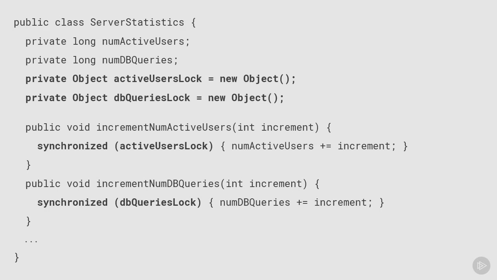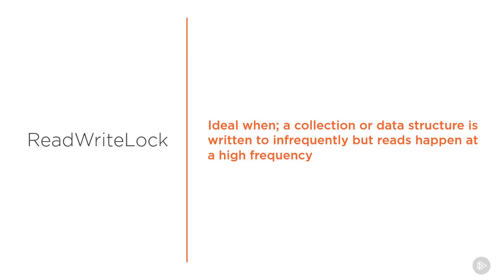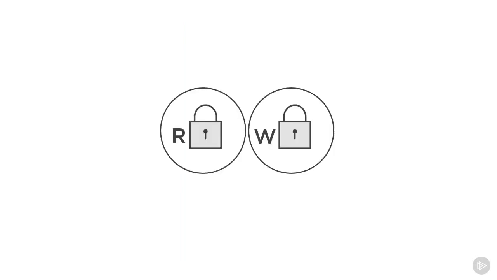Related to lock splitting, but with a different mechanism and goal in mind, is the use of the read-write lock. If a collection or data structure is written to infrequently, for example when it's initialized and when there are updates, but reads happen at a high frequency, then a read-write lock is ideal for reducing lock contention. Instead of having a single lock to protect some shared state, the read-write lock gives you two locks, the read lock and the write lock.